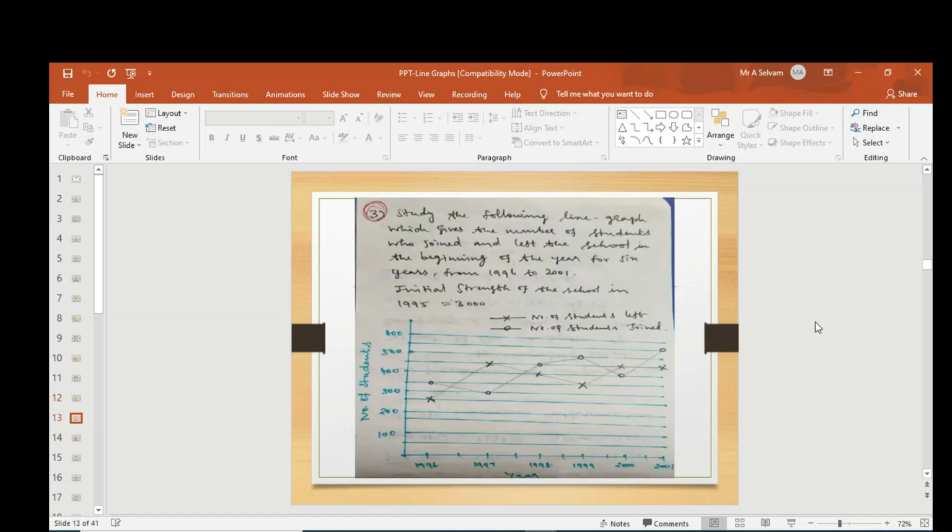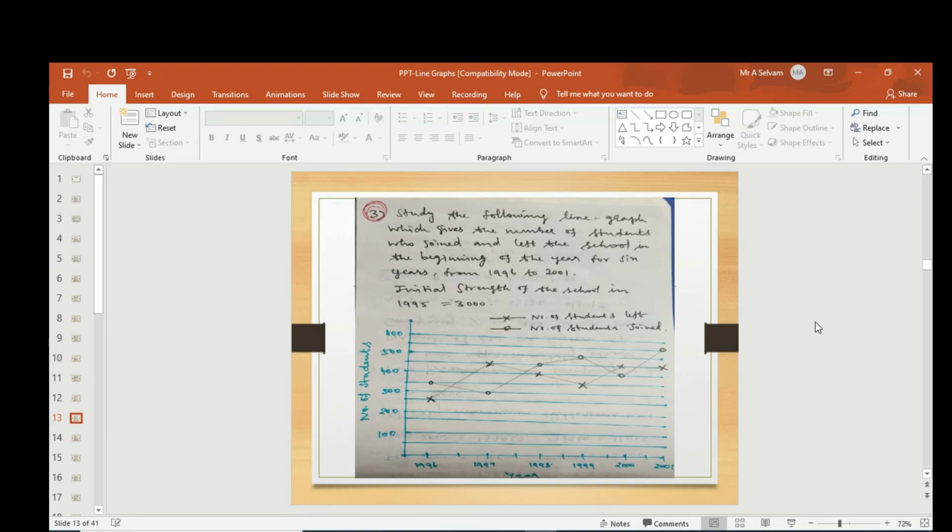Understood? So these are the vehicle manufacturing companies, two companies X and Y, and we discussed the line graph problems. Shall we go for the next one? So now problem number 3.